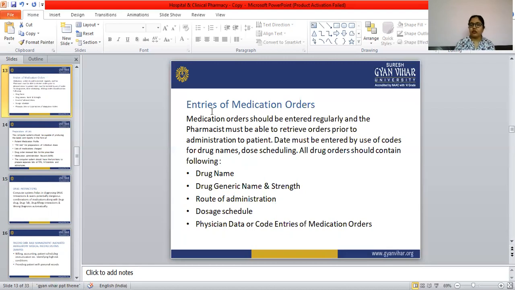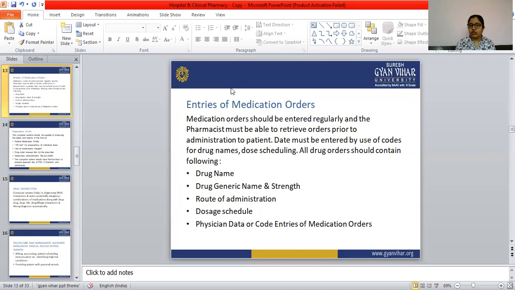Data must be entered by use of the codes of the drug name and dose scheduling. All the drug orders should contain the following: drug name, drug generic name, strength of the drug, route of administration, dosage schedule, physician data, or code entries of the medication order. So these all are the medication order details that are entered regularly by the pharmacist.